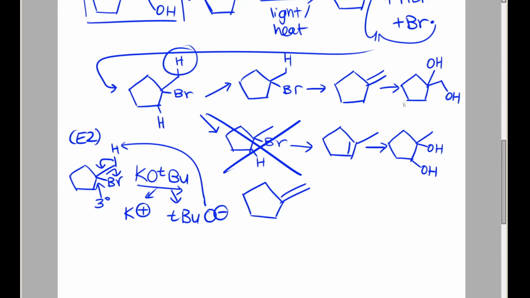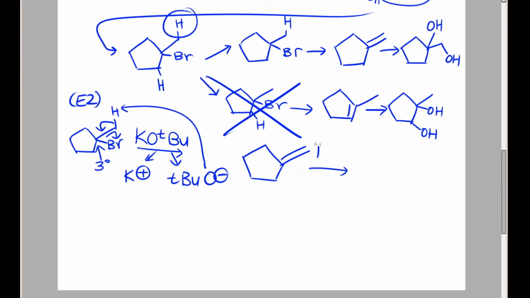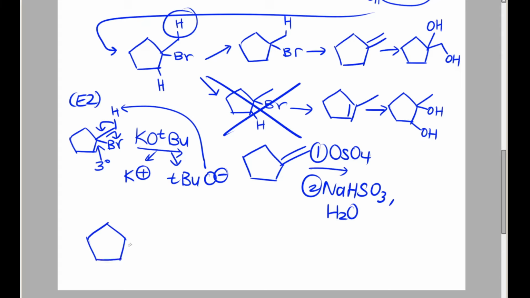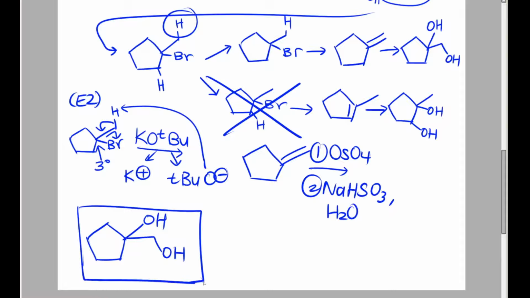We can change this into this with a reaction with OsO4 and NaHSO3 and water. And we don't have to know the mechanism for this, I think, for this class, but you should know that it's going to add 2 alcohol groups in total, 1 to each side of the alkene. So in this case, we're going to get a result that looks like this, which is our product that we want to make.